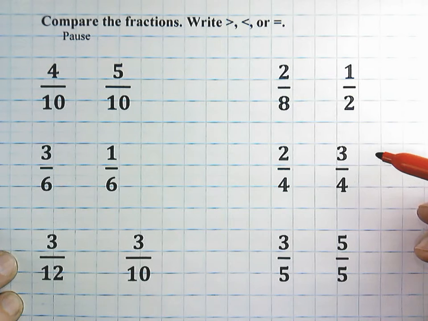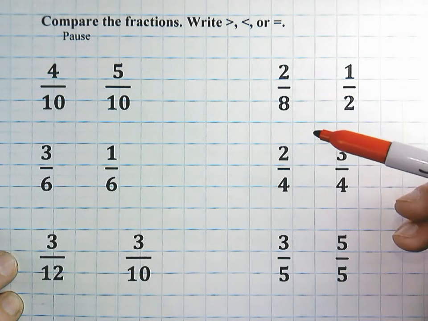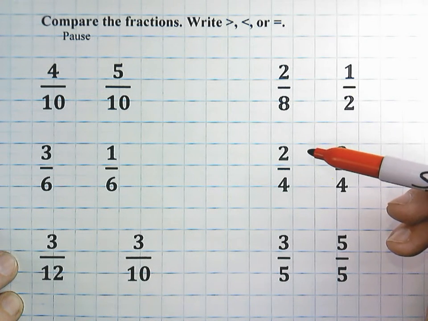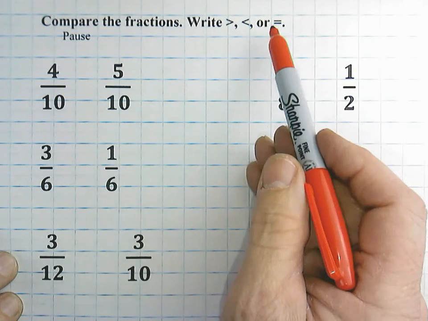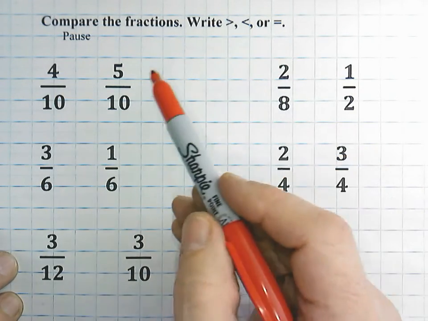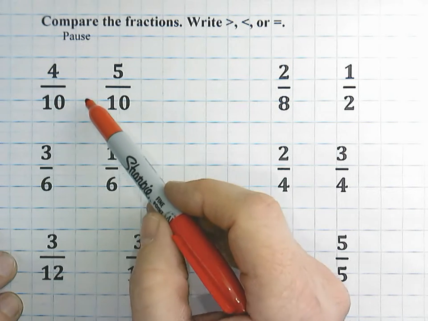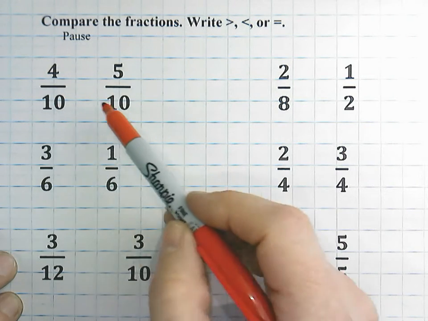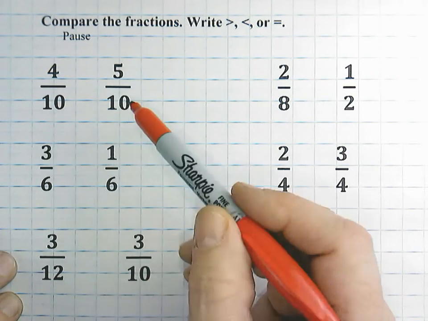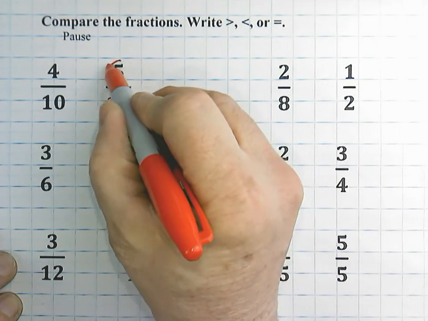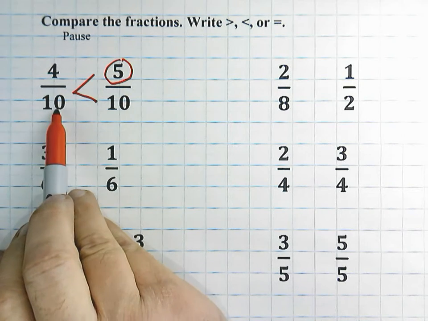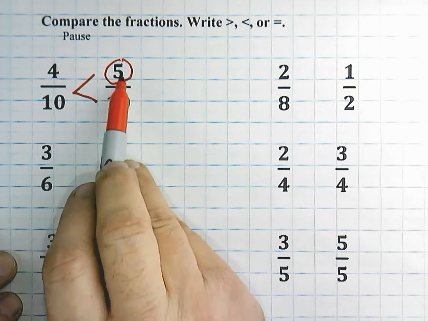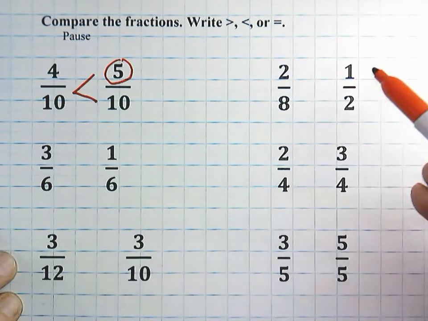Okay, let's try some out. Pause it if you want. All right, let's try some. Compare the fractions, right? Greater than, less than, or equal to. 4/10 compared to 5/10. Apples to apples, right? 10 and 10. So I just have to look on the top, and I see that 5 is greater than 4. So this reads 4/10 is less than 5/10.